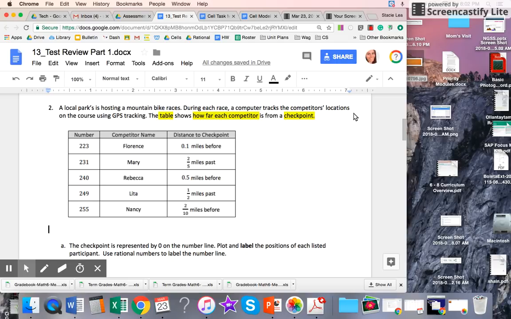Okay, on to number 2. A local park is hosting a mountain bike race. During each race, a computer tracks the competitor's location on the course using GPS tracking. The table shows how far each competitor is from the checkpoint.